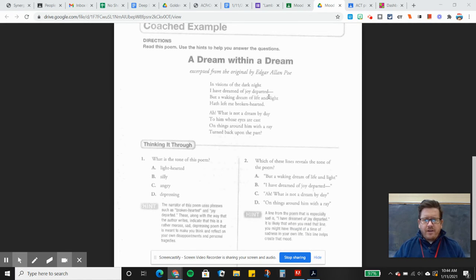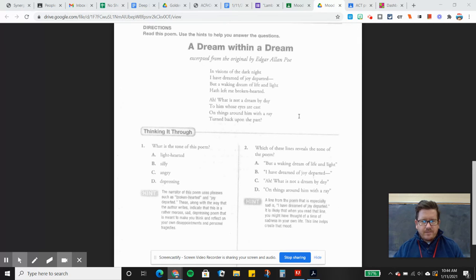In visions of the dark night, I have dreamed of joy departed, but a waking dream of life and light had left me broken hearted. Ah, what is not a dream by day to him whose eyes are cast on things around him with a ray turned back upon the past.